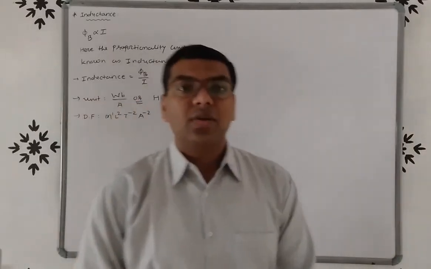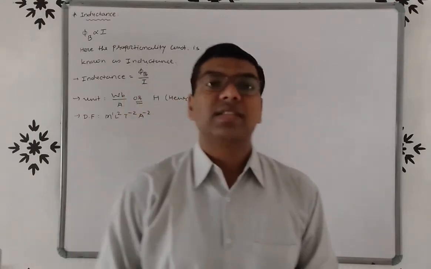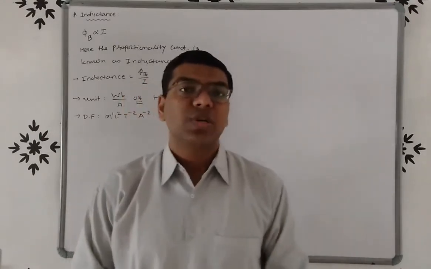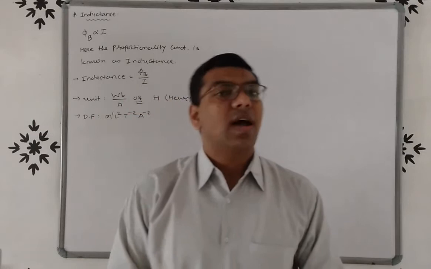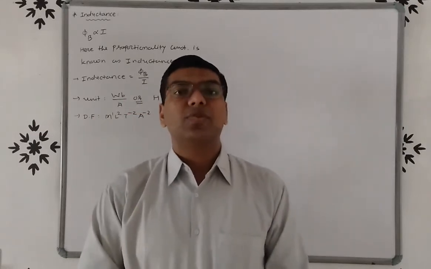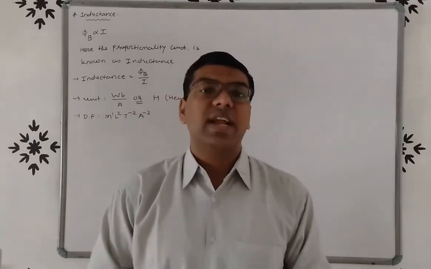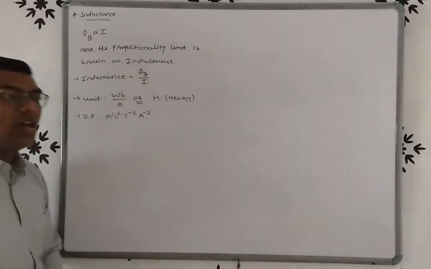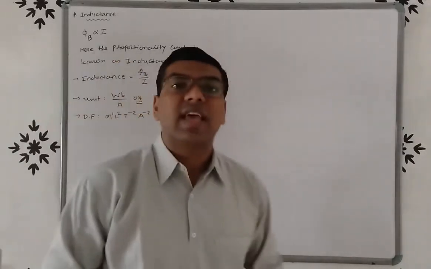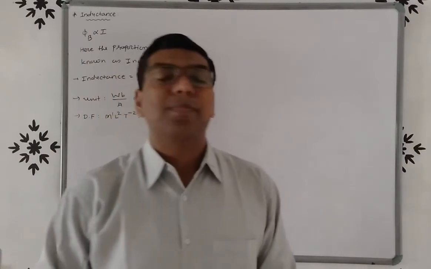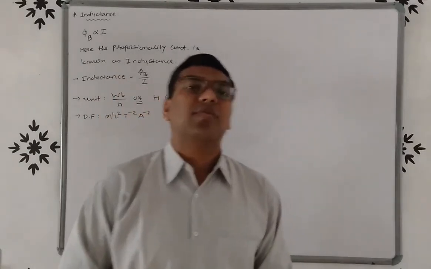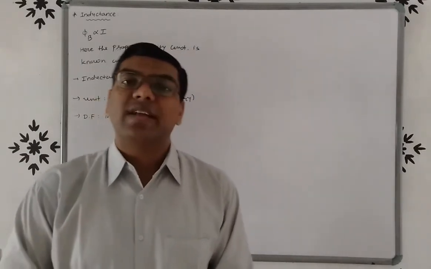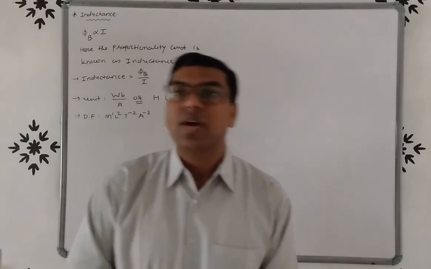So we already know if there is a change in flux, then an electric current is produced. So phi b is proportional to I. The proportionality constant is known as inductance. So inductance is phi b upon I. The unit of inductance is Henry or Weber per ampere. The dimensional formula is M1 L2 T minus 2 A minus 2, right?